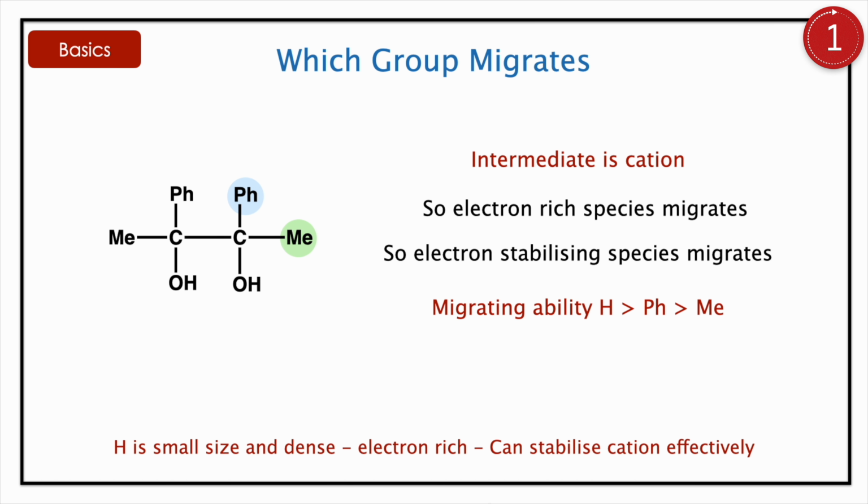The second selectivity is which group migrates. Normally the electron-rich group migrates. Why? Because the intermediate is a cation. To quench the cation, which is electron deficient, you have to counteract with electron-rich groups. So the electron-rich group order will be hydrogen, phenyl and methyl, and groups migrate according to that. Simply, hydrogen migrates first because of more electron density.